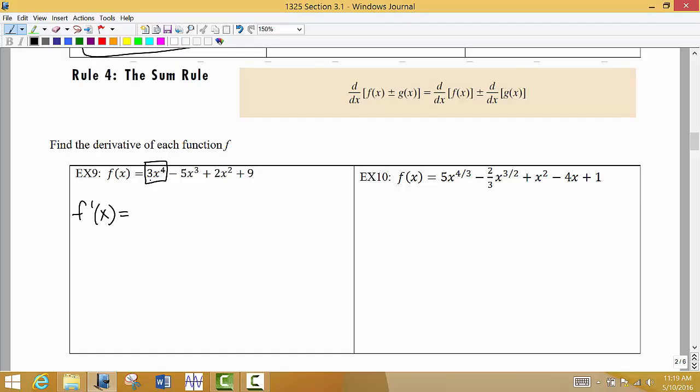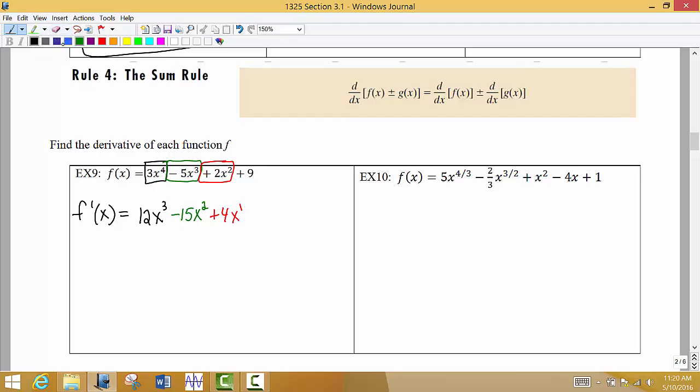So the first term, 3x to the 4th, we're going to use the power rule there. 4 times 3 is 12. We're going to reduce the power by 1, we get 3. Now I'm going to do the same thing with the second term. 3 times -5 gives me -15. Pull that out front, reduce the power by 1, so I get -15x squared. Okay, we're going to do the third term. 2 times 2 is 4. Reduce the power by 1. We end up with x to the first power.